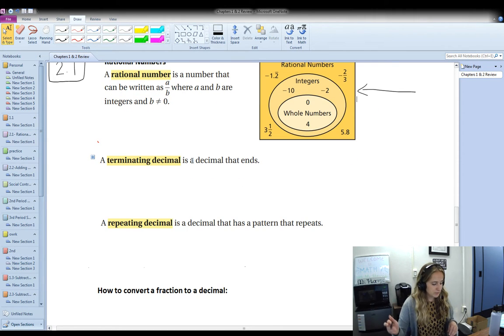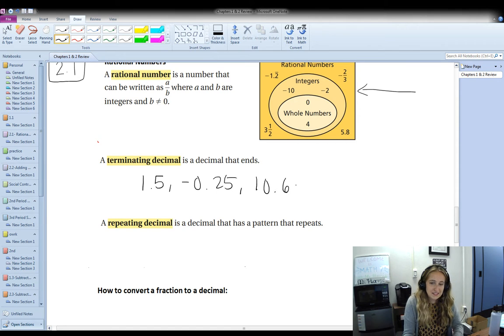Okay, so a terminating decimal. Just to remind you, a terminating decimal is one that ends. Some examples: 1.5, negative 0.25, 10.625. It ends. A repeating decimal is one that has a pattern that repeats.